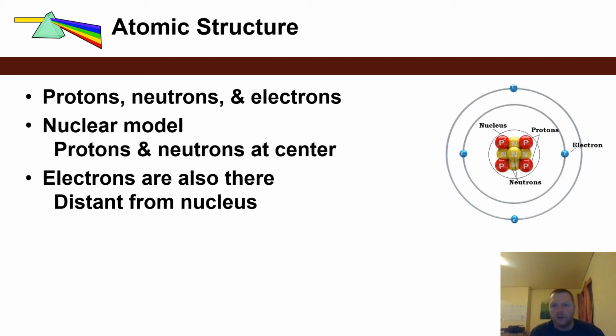Now, changing gears a little bit, we're back to the atomic structure. Our atomic structure is basically this model that is over here on the right-hand side of the slide. We've got a nucleus in the center, we've got protons and neutrons found within that nucleus, and then outside of that we've got these electrons. These electrons are floating outside of this. This is our nuclear model. This has protons and neutrons in the center, and electrons are out there as well, distant from the nucleus.